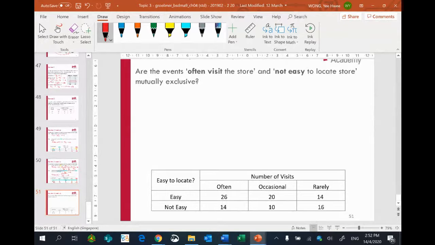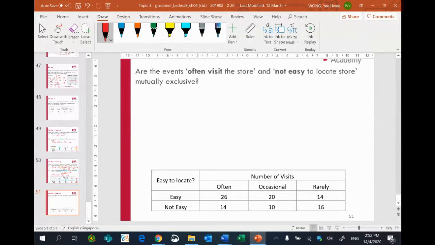If often and not easy are mutually exclusive, then the probability that they happen at the same time, often and not easy, should be 0.